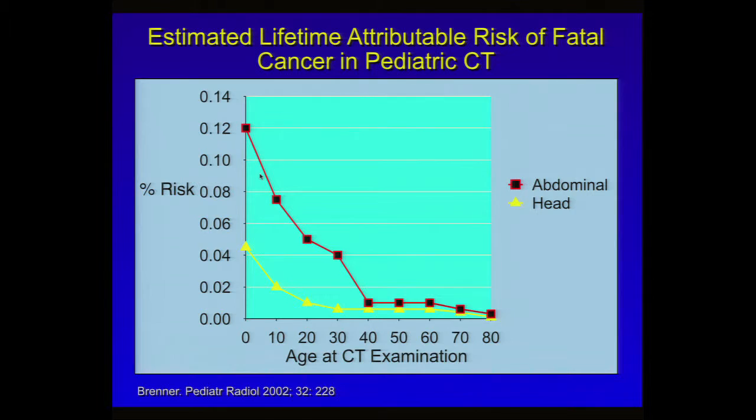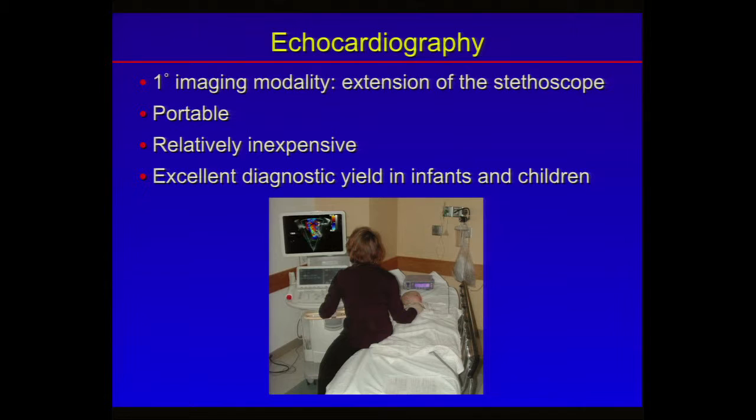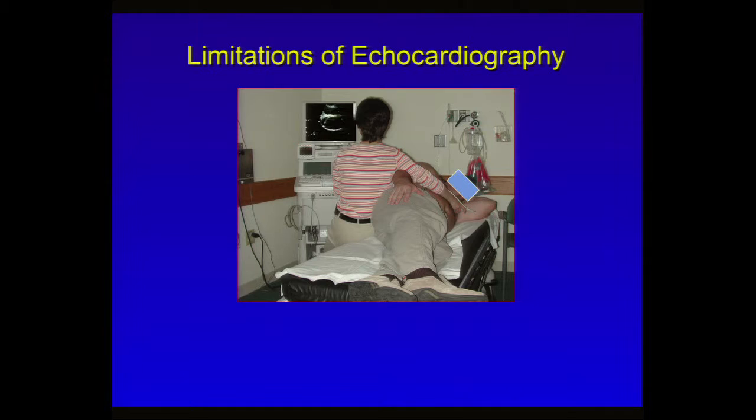So echocardiography is the primary imaging modality. It's essentially an extension of the stethoscope. It's a portable modality. You can take it practically everywhere. It's relatively inexpensive. It has an excellent diagnostic yield in infants and children. And in fact, when it comes to this age group, we can see almost everything that we need to see. But this is different as patients grow and we take care of a changing population.